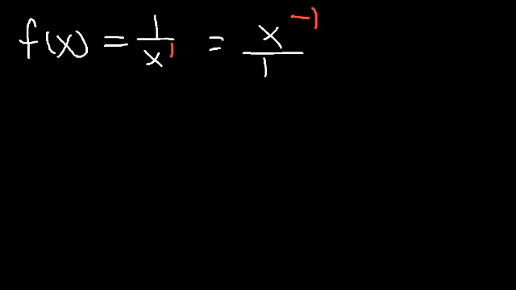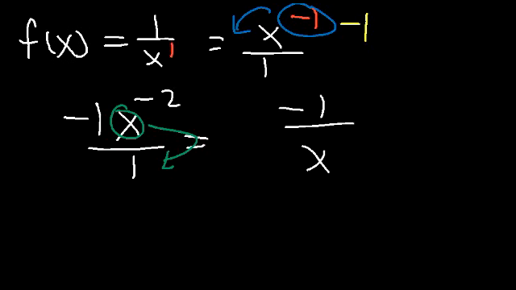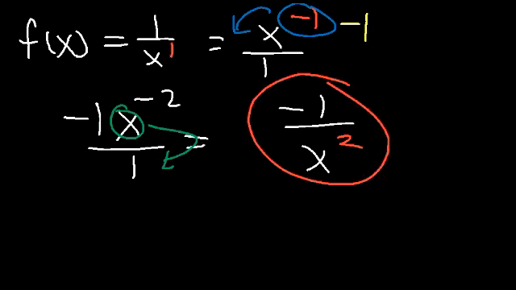So now we can use the power rule. So let's move the negative 1 to the front. So it's going to be negative 1x, and let's subtract this number by 1. Negative 1 minus 1 is negative 2. Now let's rewrite it. Let's take the variable and move it back to the bottom. So it's going to be negative 1 over x. The negative 2 is going to become positive 2. So it's negative 1 over x squared. And that is the derivative for 1 over x.